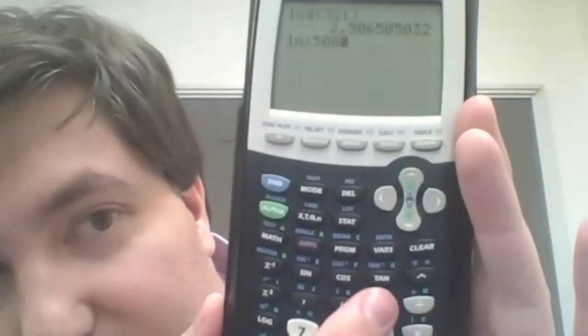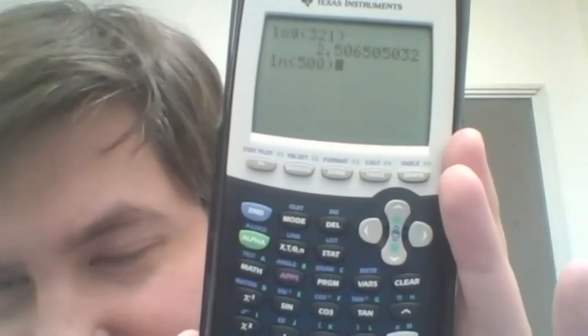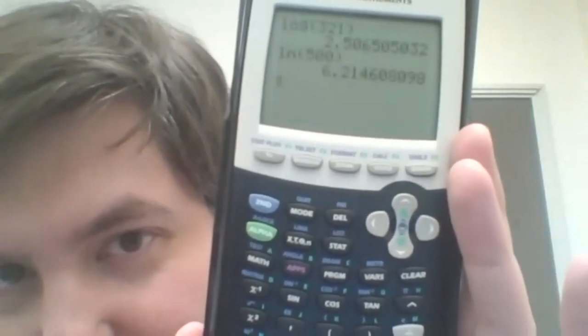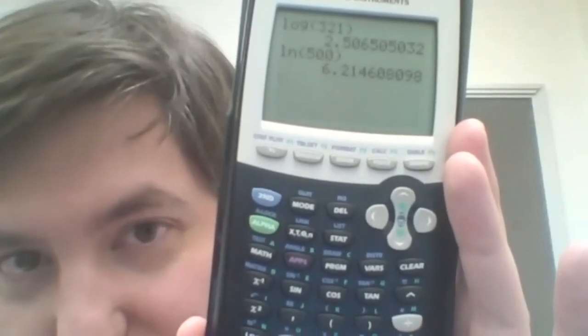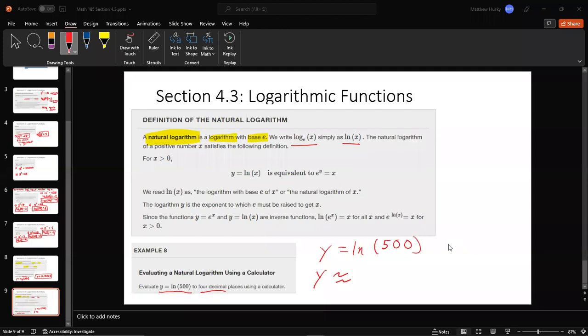All right, so we're going to do ln of 500. Go ahead and close your parentheses while you're at it. ln 500, there it is. They want 4 decimal places: 6.2146. All right, there you go.